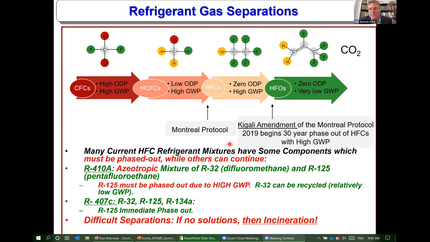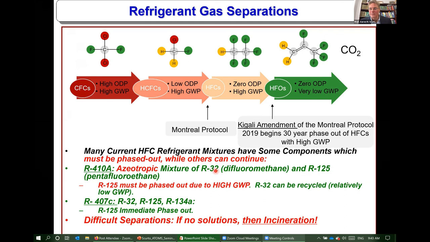We need to replace it at some point in time. But we have these very commonly used mixtures. So for instance, 410A, widely used, especially in grocery stores and convenience stores, HVAC equipment, et cetera. And that's a mixture of difluoromethane, R32, and pentafluoroethane, R125.